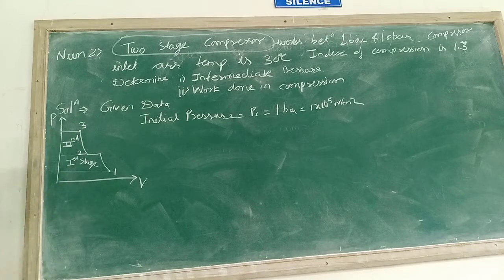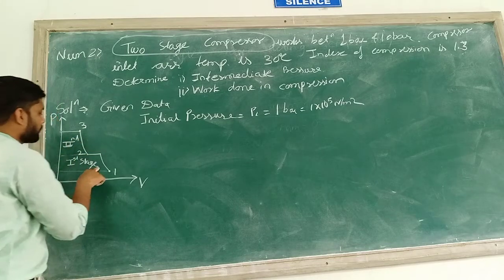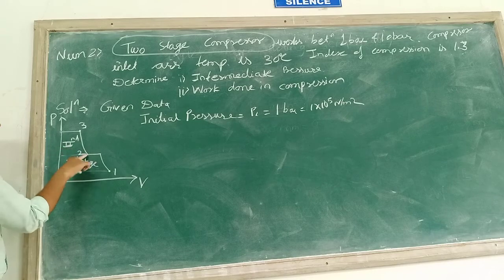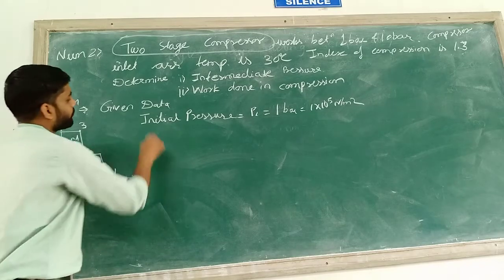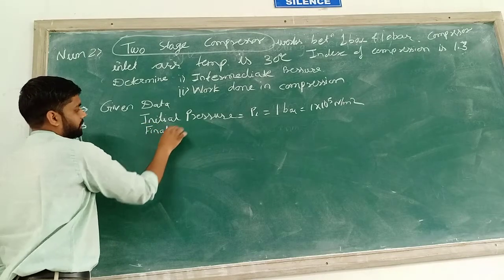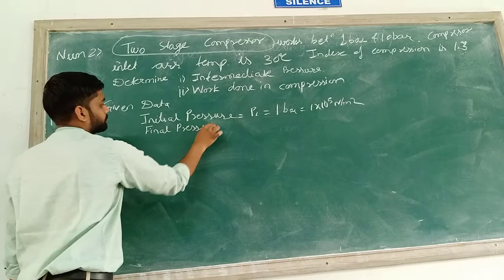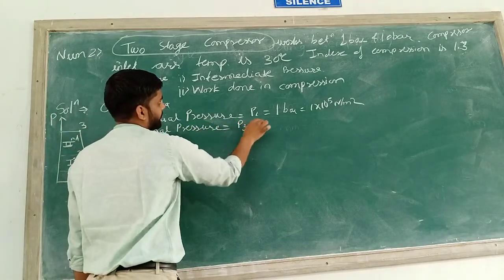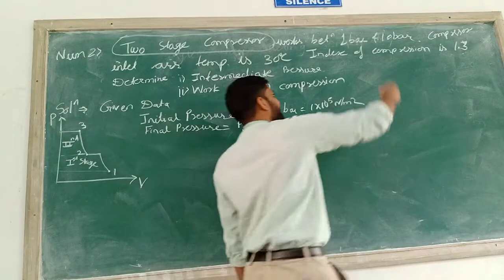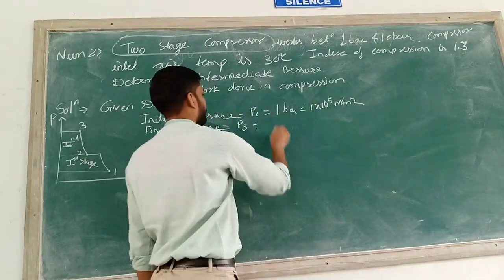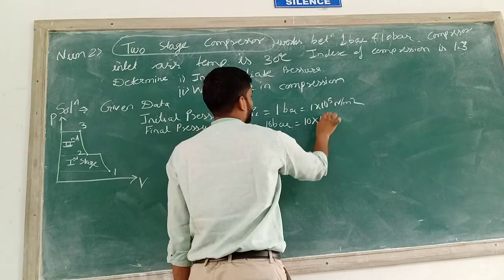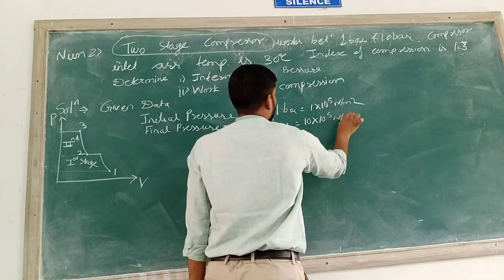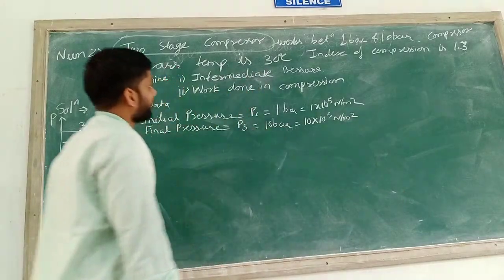Okay, this is the two-stage compression, first stage and then the second stage. The intermediate pressure point is P2. This is the initial pressure P1, and this is the final pressure P3. Therefore, the final pressure is equal to P3, and the value of this P3 is 10 bar. 10 bar means 10 into 10 to the power 5 Newton per meter square. Okay.